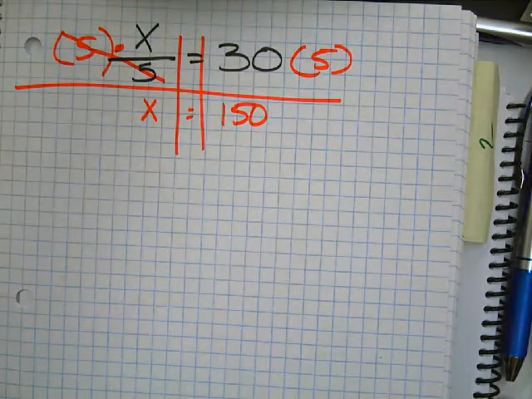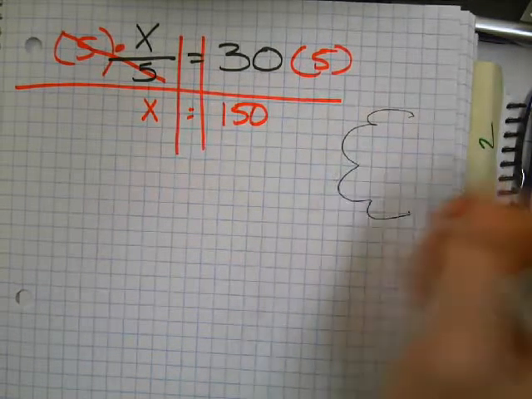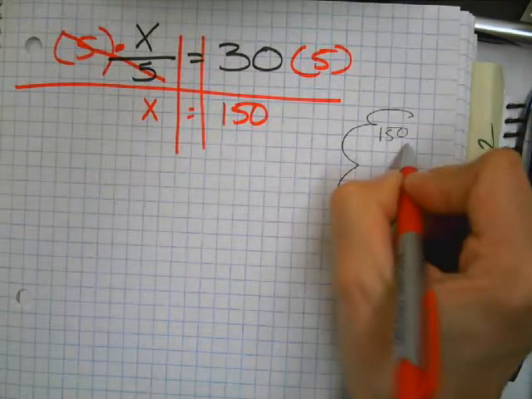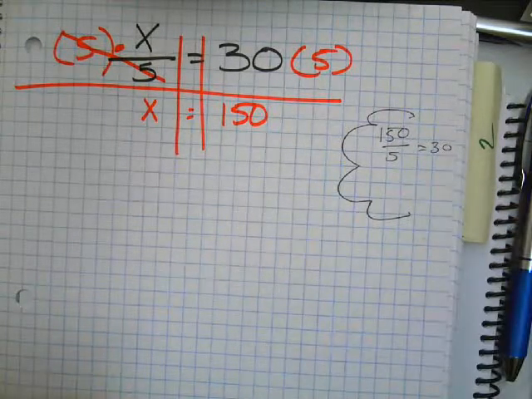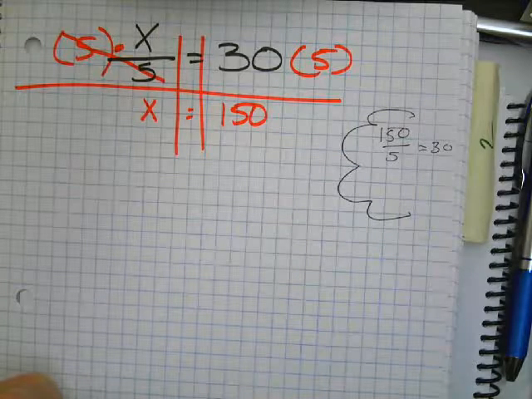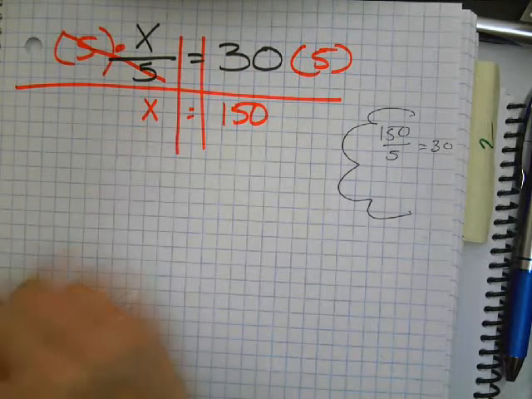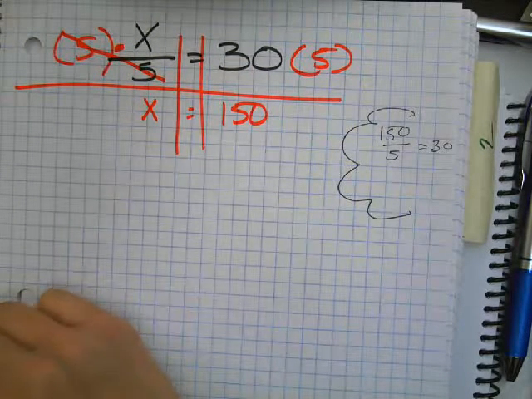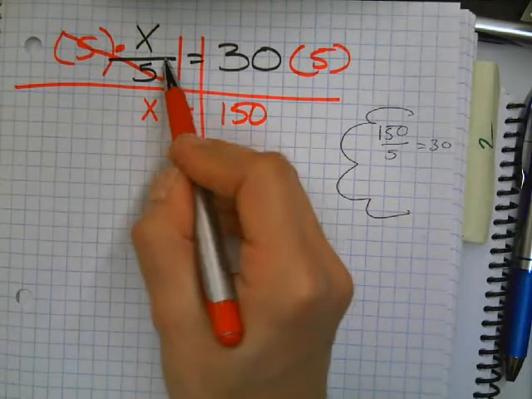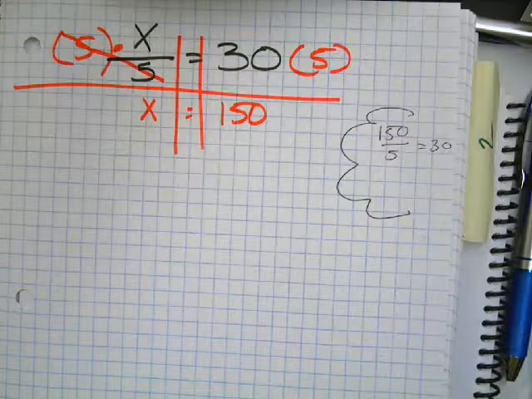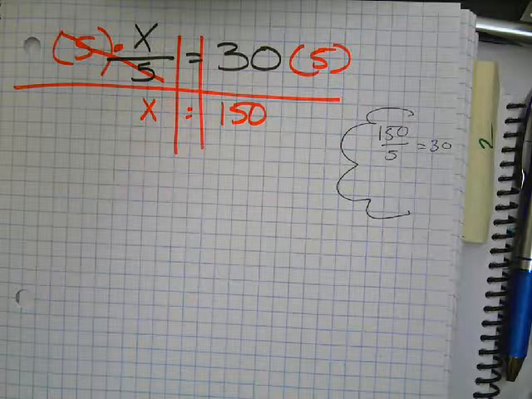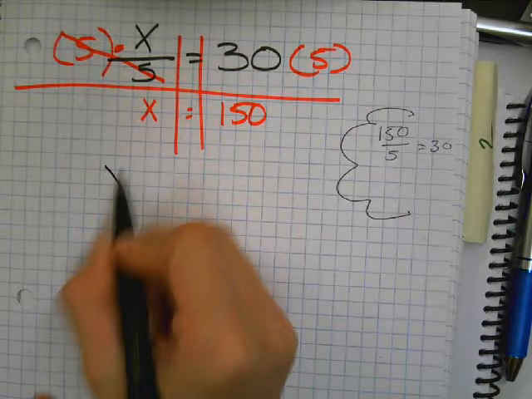How do I know this works? Well, if I plug it back in, 150 divided by 5, it is 30. A lot of kids might, when they look at this problem, they think it's 6. They start dividing by 5. It's like, no, you're already dividing by 5. The opposite is to multiply by 5. Got it? Let me show you a really easy one to help you understand this.